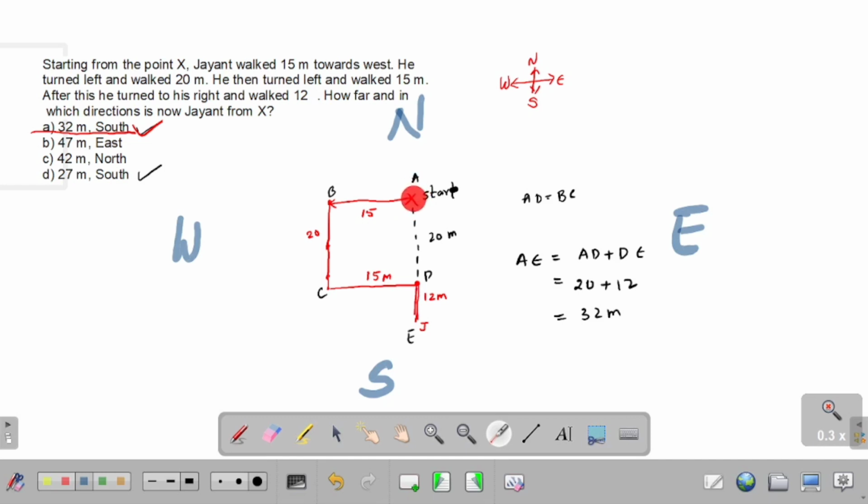From the starting position, Jayant is in which direction? He is in the south direction. And what is the distance between the starting point and the ending point? That is 20 plus 12, 32 meters. That is the answer. Am I clear? Yeah. Okay.